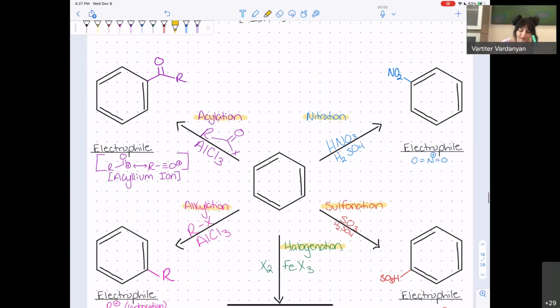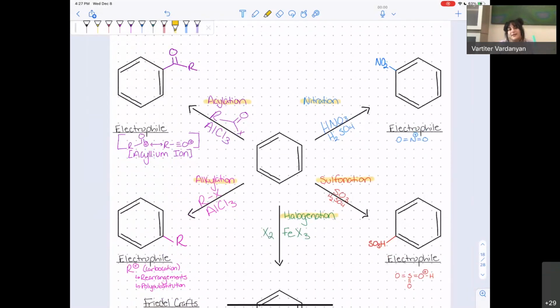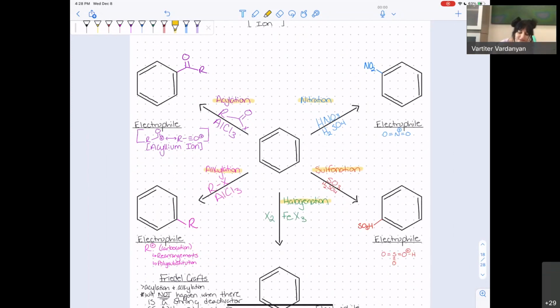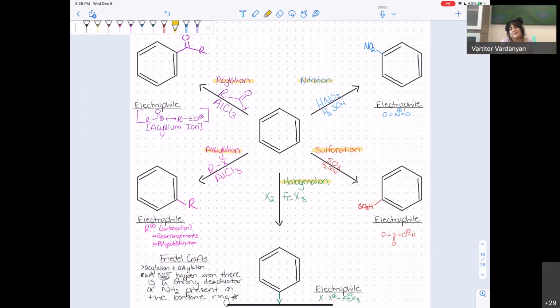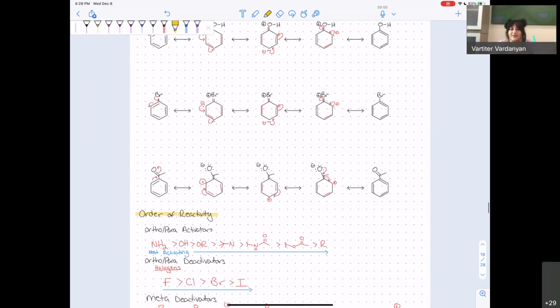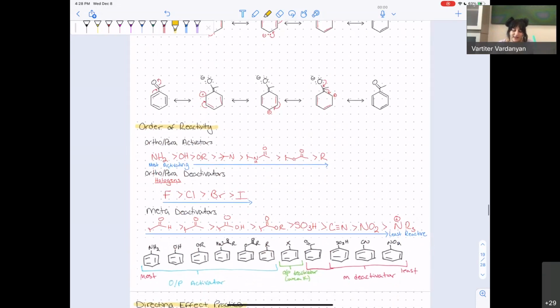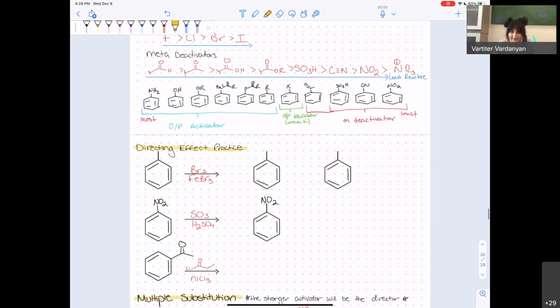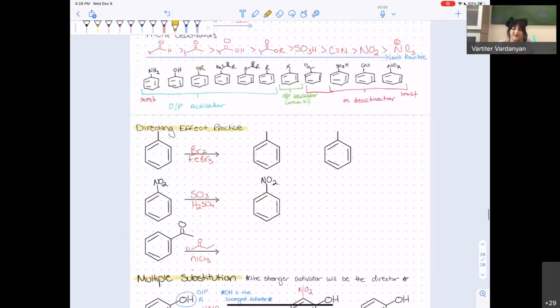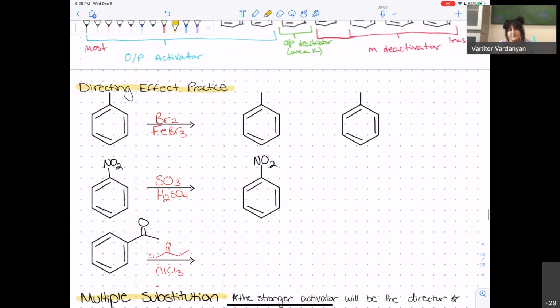So, anyways, we have 5 main reactions in chapter 15: alkylation, nitration, acylation, sulfonation, halogenation. Honestly, this stuff is straight up memorization. Not going to spend time on it. Pretty much same thing with directing effects, order of reactivity, all that kind of stuff. So the first 2 or 3 pages, 2 pages, is all just really memorization.